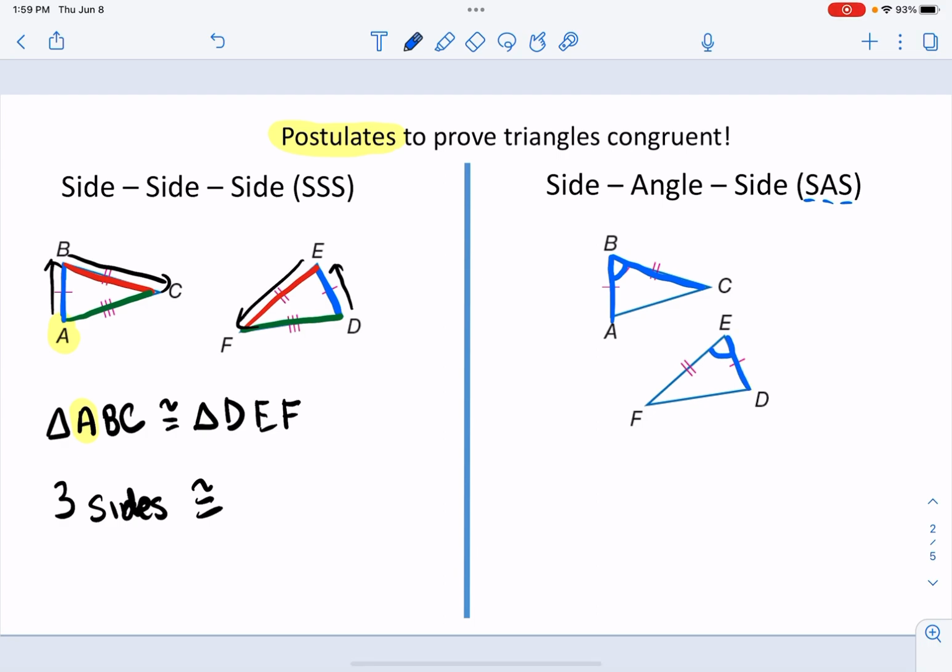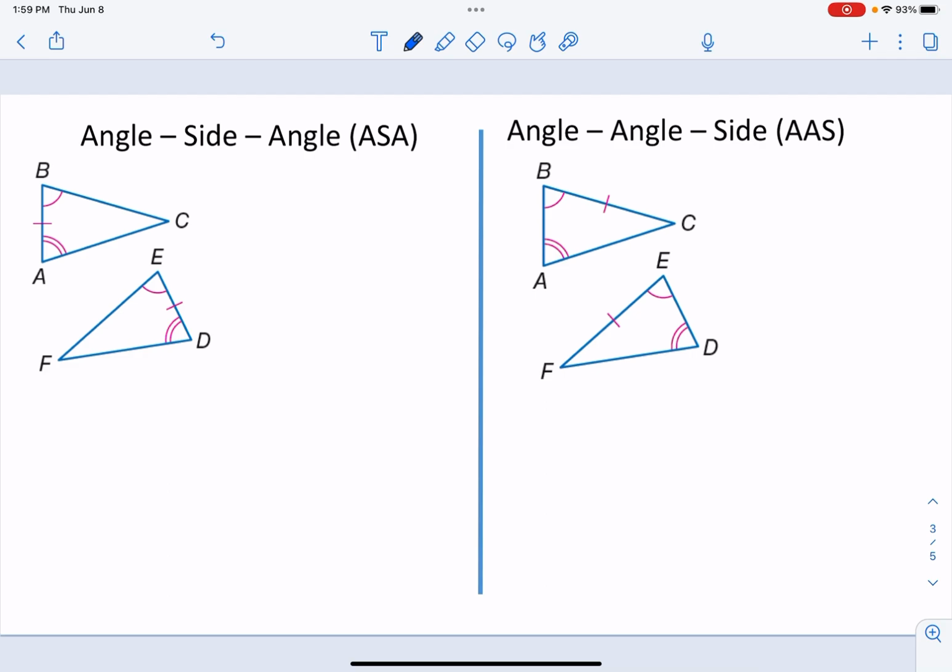Now I have that in my other triangle. Side, angle, side. And again, writing my congruence statement, I'm going to go triangle ABC. I started with angle A, I start with angle D, then I go to E, I go to F. It just happens that they're the same on both of those slides. Now, these are actually theorems. We could prove these if we wanted to.